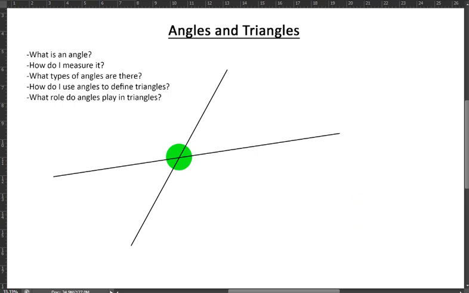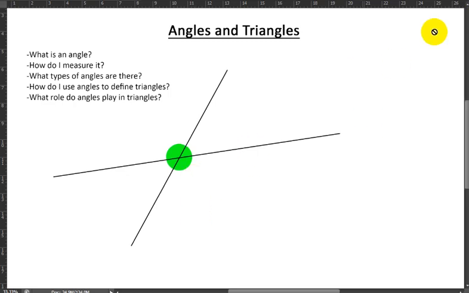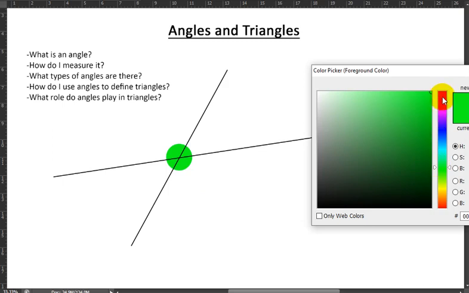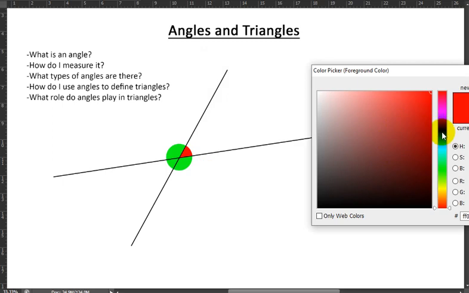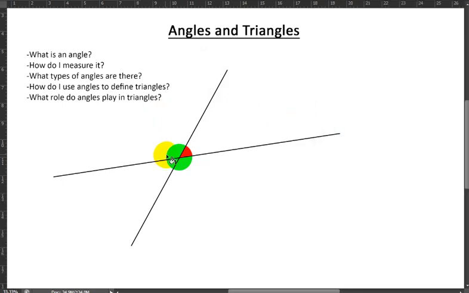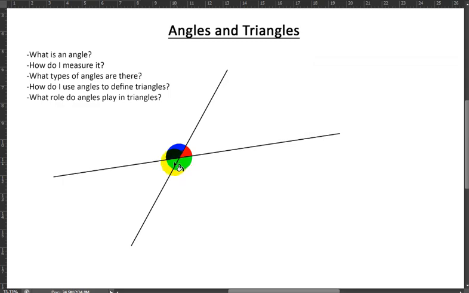Okay. And then we are going to combine again. So our first angle is right here. Our second angle is this one. Our third angle is this one, and the last one I'm going to leave is green. So you can see 1, 2, 3, 4 angles.